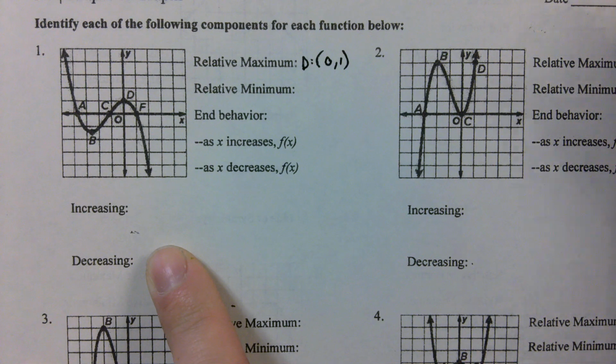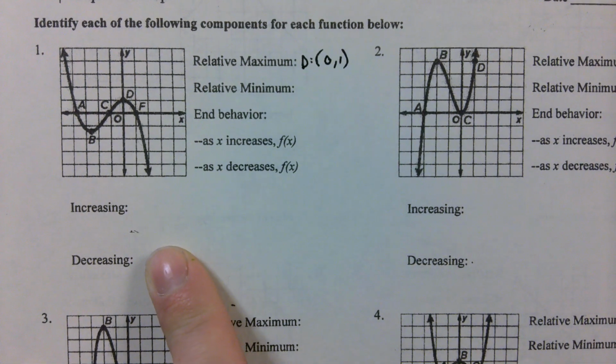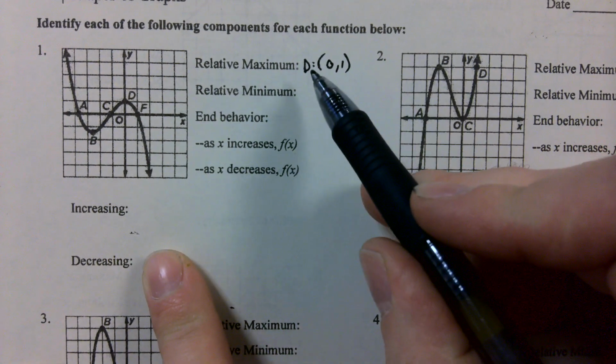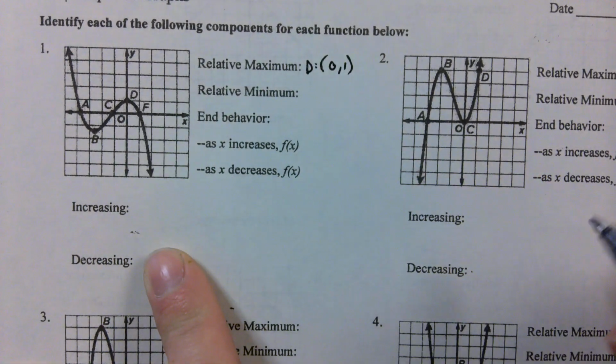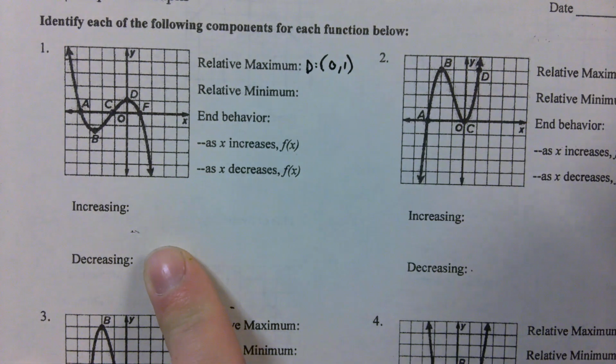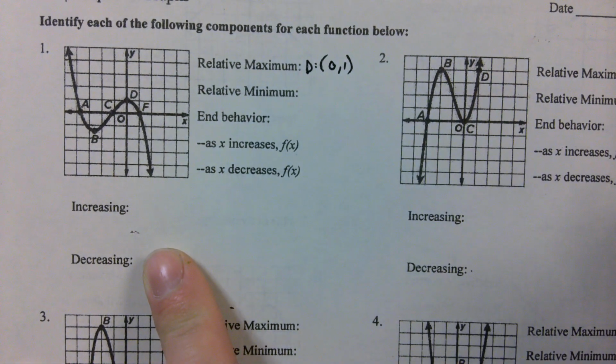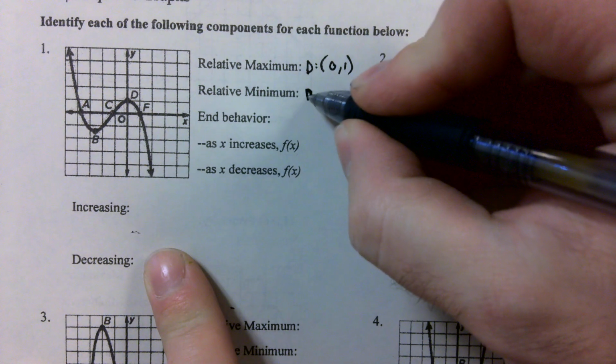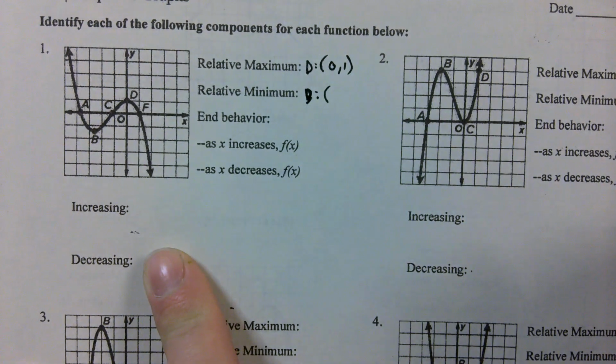I know the axes aren't labeled. When they aren't labeled, you're to assume every square is worth 1 unit, right? So my relative max is at point D. That's at 0, 1. What point is my minimum? B. What are my coordinates for point B?